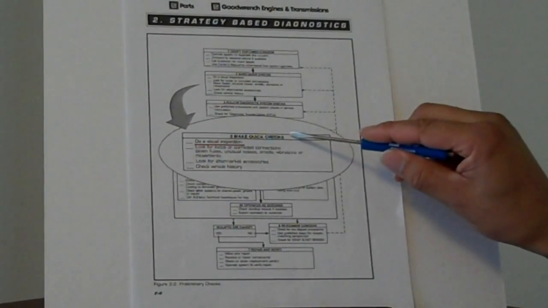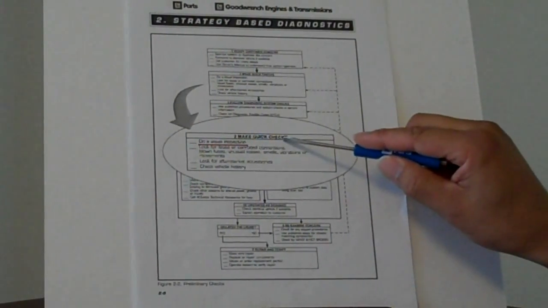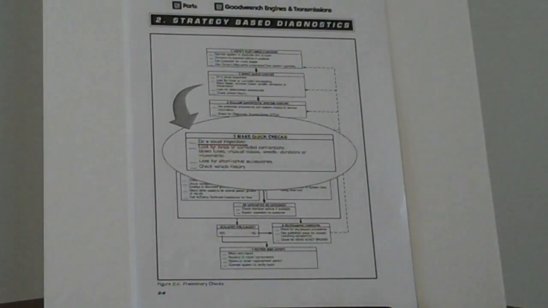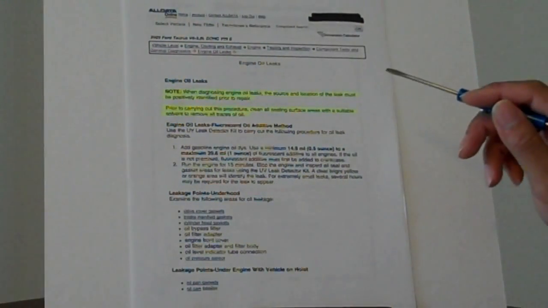Step 2. Make quick checks. Do a visual inspection. According to a Ford workshop manual, it states under engine oil leaks, when diagnosing engine oil leaks, the source and location of the leak must be positively identified prior to repair. Now, prior to carrying out this procedure, clean all sealing surface areas with a suitable solvent to remove all traces of oil.